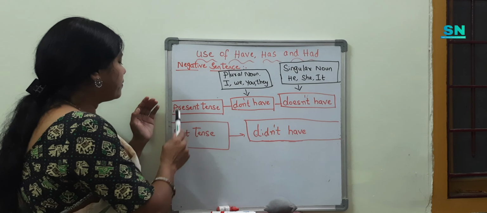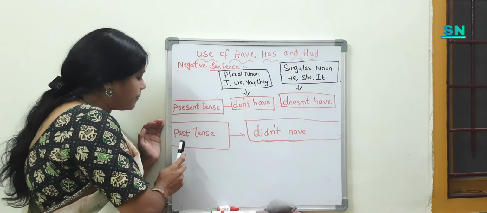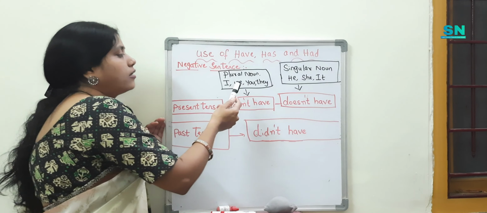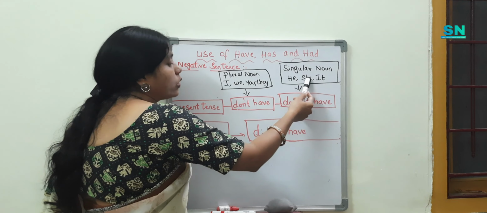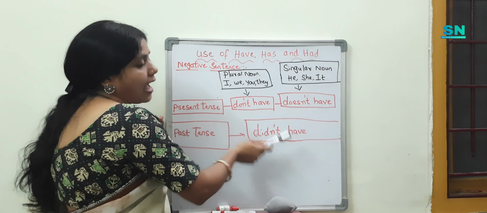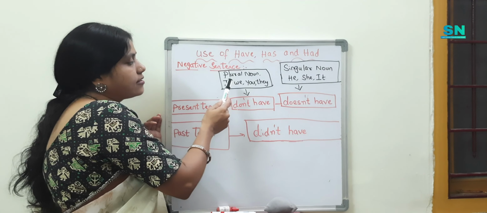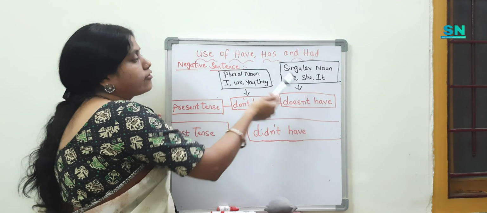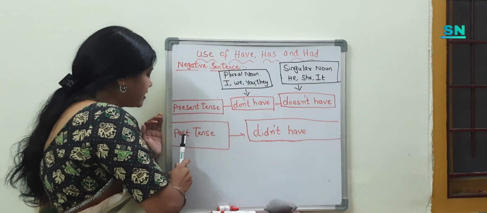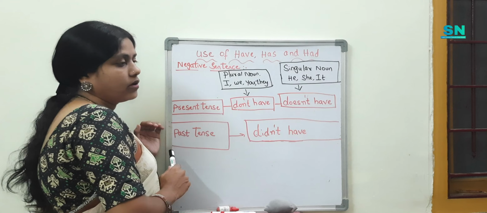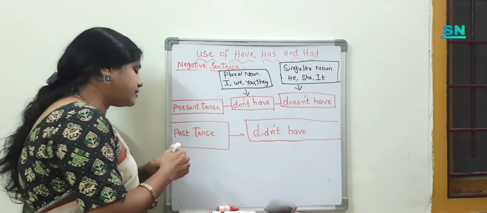ఓకే, ఇప్పుడు సెంటెన్స్ కనుక పాస్ట్ టెన్స్ లో ఉంది, సబ్జెక్ట్ ప్లూరల్ లో ఉన్నా సింగులర్ లో ఉన్నా మనం ఏం యూజ్ చేయాలి, didn't have. The subject is either in the plural form or in the singular form, and if the sentence is in the past tense, we should use the word didn't have. Shall we see some examples?